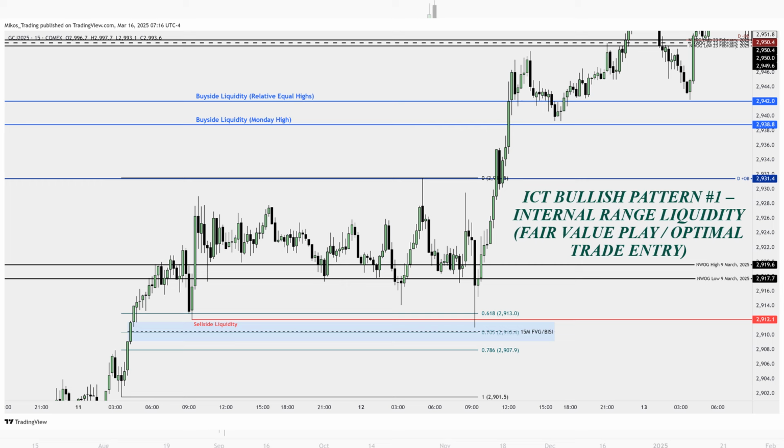If you have watched my free mentorship, you know that this is my #1 pattern that I look for at the pattern recognition stage of my trading process. It's also ICT's favorite pattern, and he refers to it as ICT Bullish pattern #1, the internal range liquidity, fair value play, or optimal trade entry.